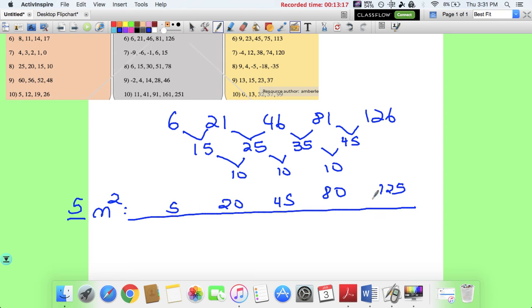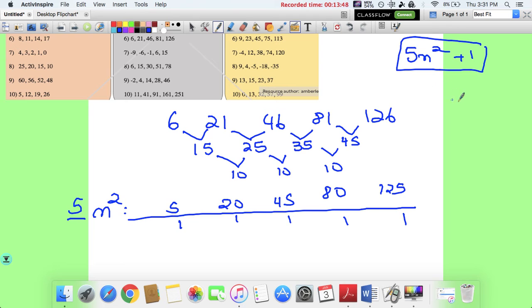So let's subtract. If I subtract, I get 1, I get 1 again, and I get 1, 1, and 1. So they're all the same, right? So you can stop right there. So this is a 5n squared sequence, and to adjust so I can get the 5 to 6, the 20 to 21, and the 45 to 46, and the 80 to 81, I have to do plus 1.